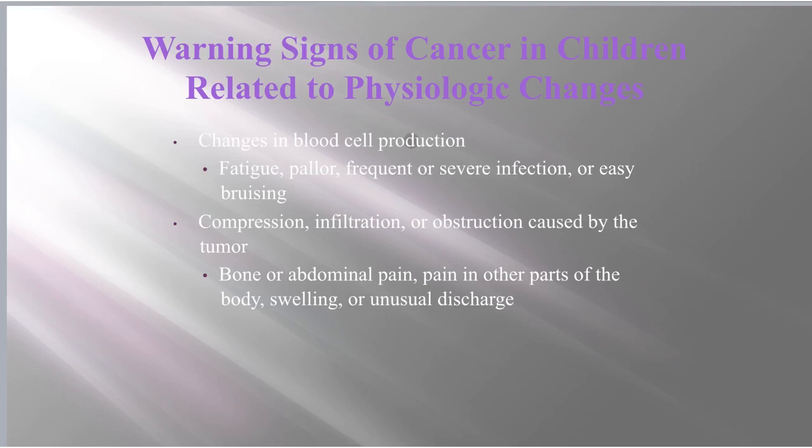So, warning signs of cancer. Some things we might see in that child that could give us an indicator that they could have a form of cancer: fatigue, pallor, frequent infections, easy bruising, abdominal or bone swelling, pain in their body, discharge.